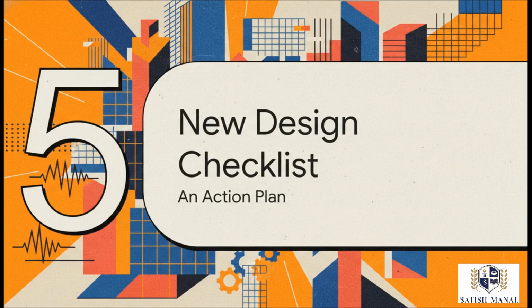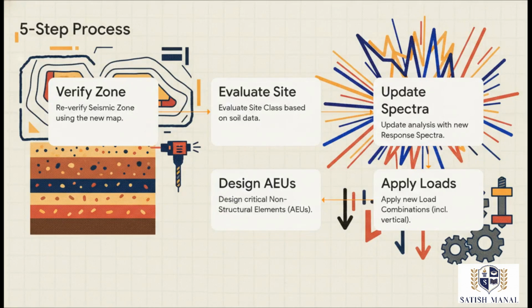Okay, I know that was a lot of information, so let's boil it all down into a practical action plan. Seriously, this should be your new go-to checklist for every single project you start, from this point forward under the 2025 code. It's a simple 5-step process. Step 1, and don't skip this, check the new map to confirm your project's seismic zone. Step 2, you have to get the geotechnical data to figure out your site class. Step 3, use the right site class-dependent response spectrum in your analysis software. Step 4, apply the new load combinations, and make sure you include that vertical earthquake component. And finally, Step 5, you need to identify and design those critical non-structural elements, the AEUs.